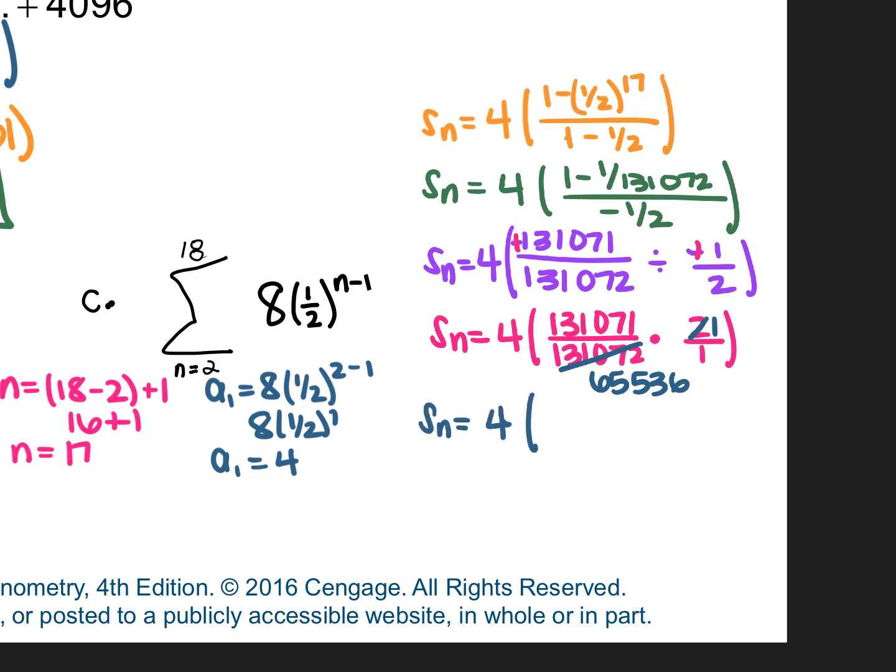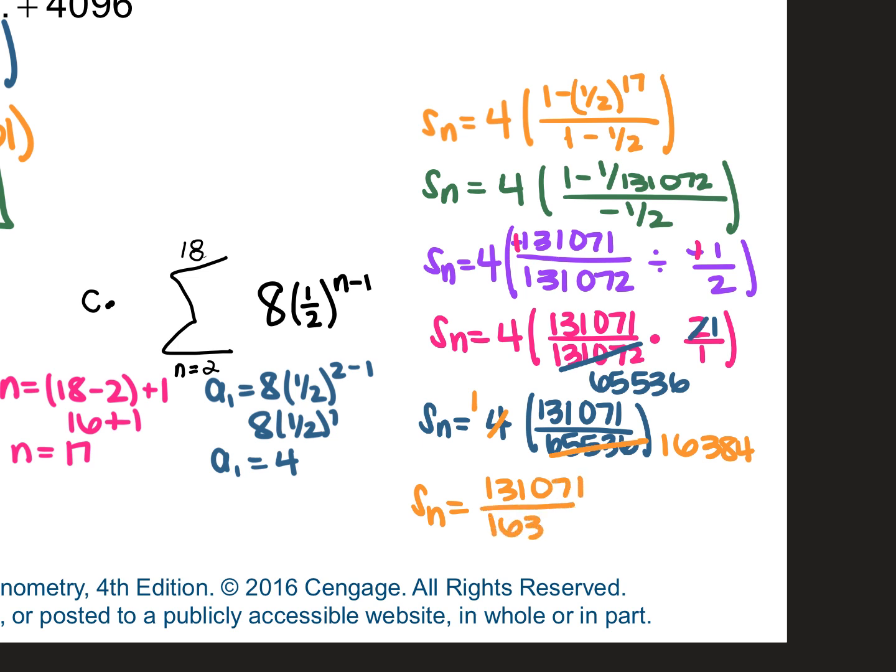4 times 131,071 over 65,536, this is going to give us S sub n is equal to, this 4 can turn into a 1. This will turn into 16,384. So 131,071 over 16,384.